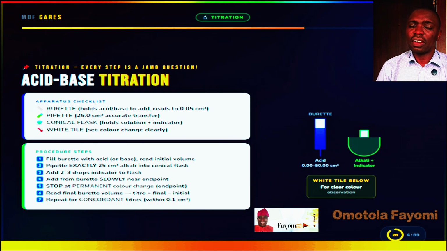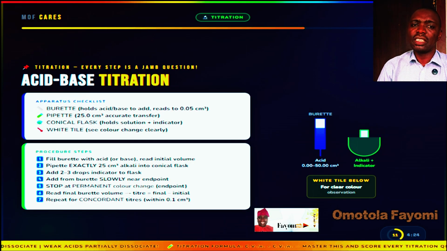swirling. Record the final burette reading. The titer equals final minus initial. Do at least 3 titrations. Select the concordant titers, which we call the titer value, that agree within 0.1 cm cube of each other, and calculate their mean. Never include the rough titer, the first titer, in your mean.